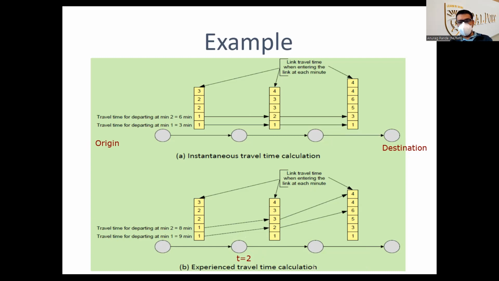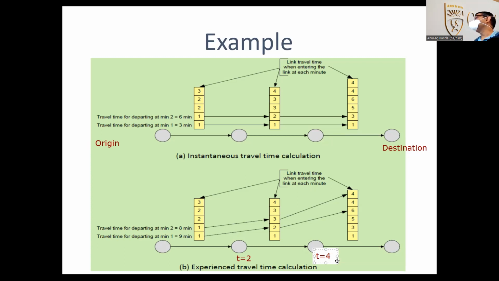Okay. So what time would you get to this third node? 4, right? Because you took 2 minutes to travel on the second link. You get here at t equal to 4.